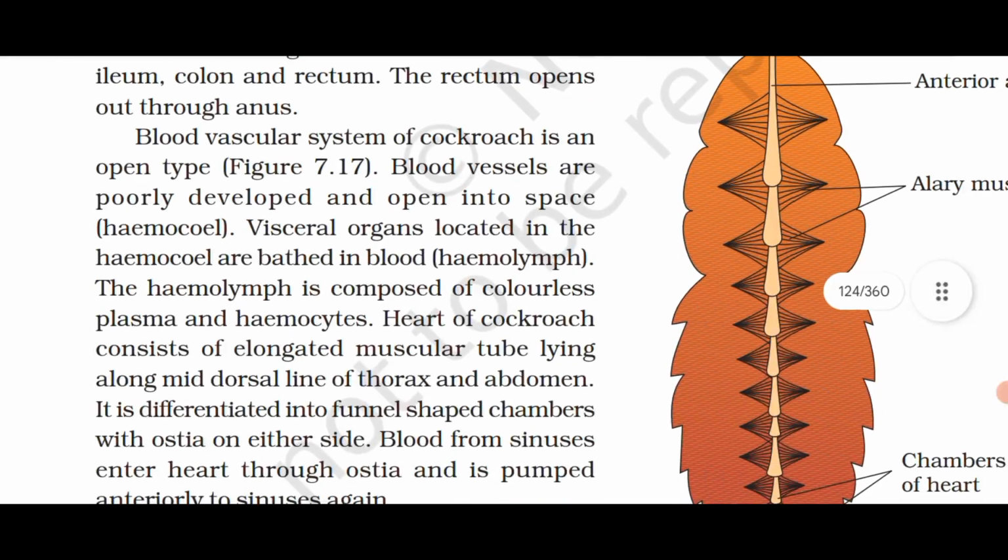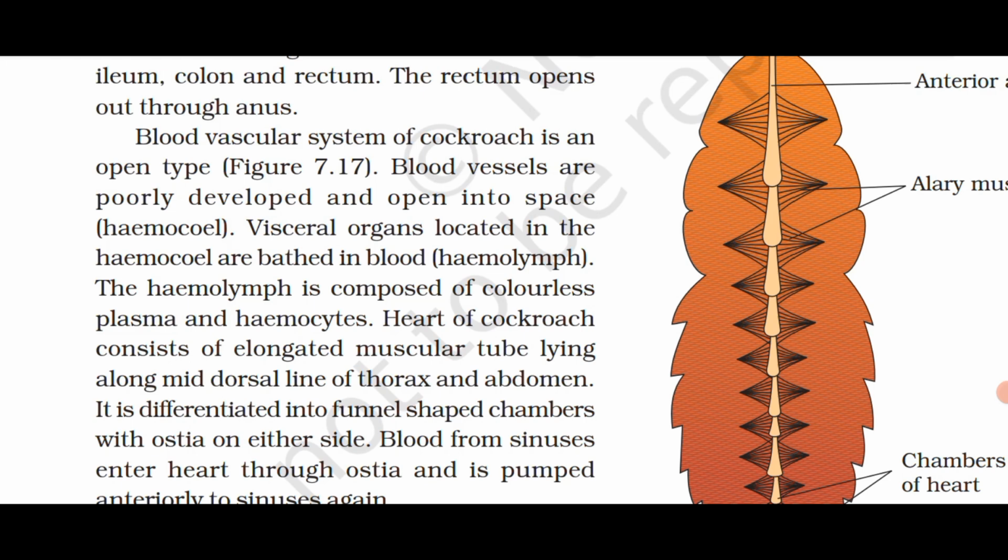Blood vascular system of cockroach is of open type. Blood vessels are poorly developed and open into spaces called hemocoel. Visceral organs located in the hemocoel are bathed in blood, the hemolymph. The hemolymph is composed of colorless plasma and hemocytes.